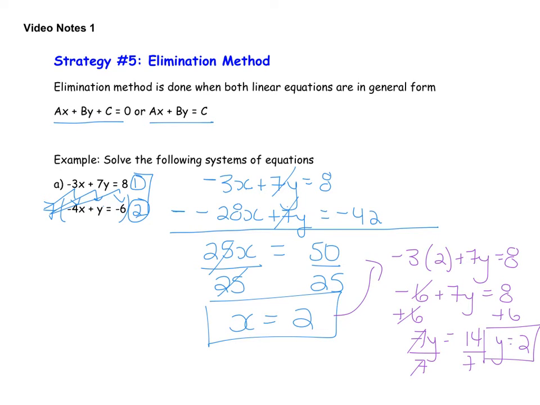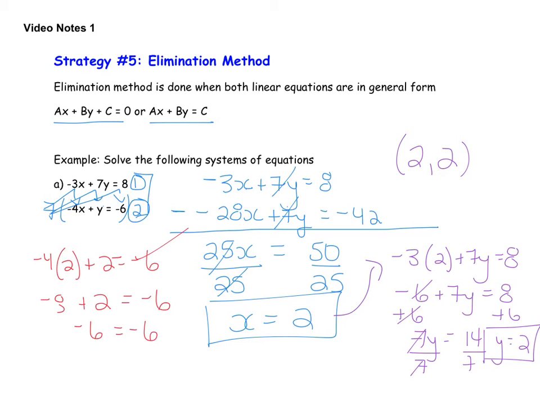So the solution to my system of equations is 2 and 2, and we can check our answer. I'm going to check it using the second equation. Negative 4 times 2 plus 2 is equal to negative 6. Negative 4 times 2 is negative 8. Plus 2 gives me negative 6. Negative 8 plus 2 is negative 6. So it works, and you can always check your answer.